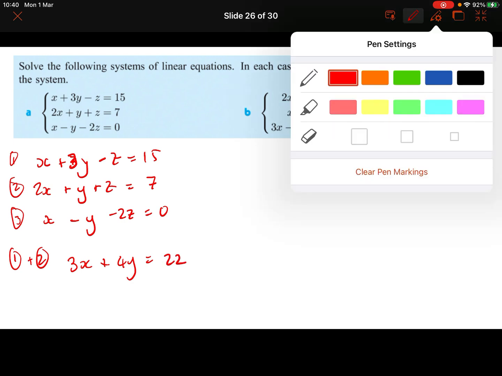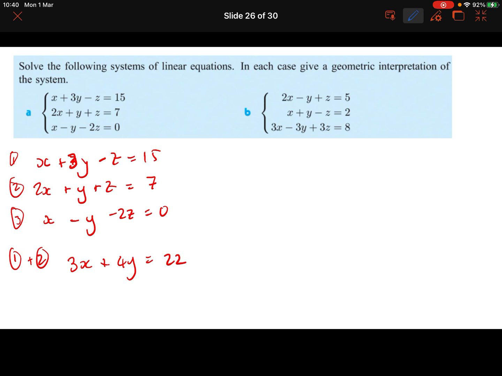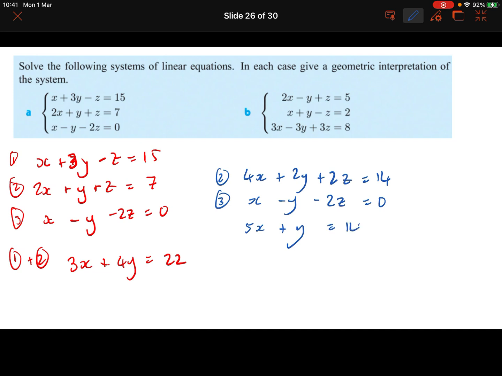What I can also do is change equation 2 to 4x plus 2y plus 2z equals 14, and now I've got x minus y minus 2z equals 0. So I can eliminate z's again by adding the two equations. So I'm going to get 5x plus y is equal to 14. So this is equation 4 and 5, which I can now solve.